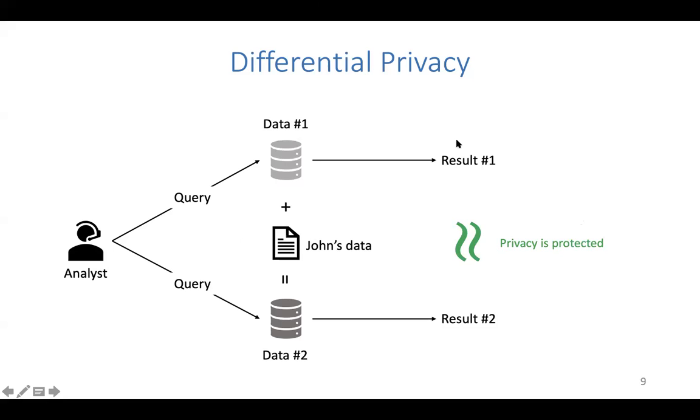It is called differential privacy because of these two data sets. There's data set number 1, there's data set number 2, that differ by only one person's record, and the result should be about the same. So that is the whole setup.